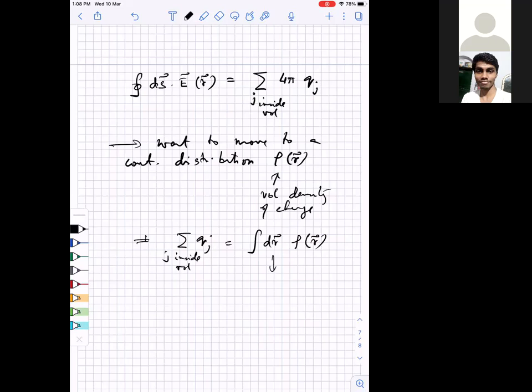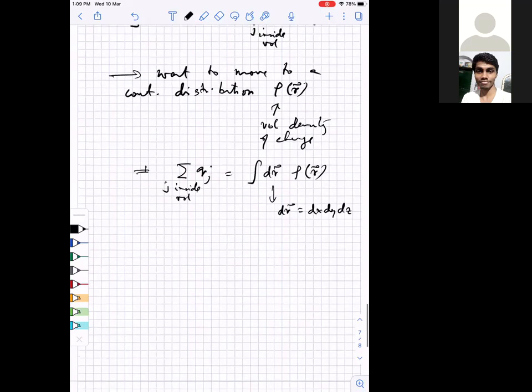Okay. And my dr is basically the sum over all the volumes, dx dy dz. Now again, I have to say that sometimes I'm sloppy. Sometimes I write dr, sometimes I write d3r, sometimes I write dv, but you know what it is, it's a volume integral.